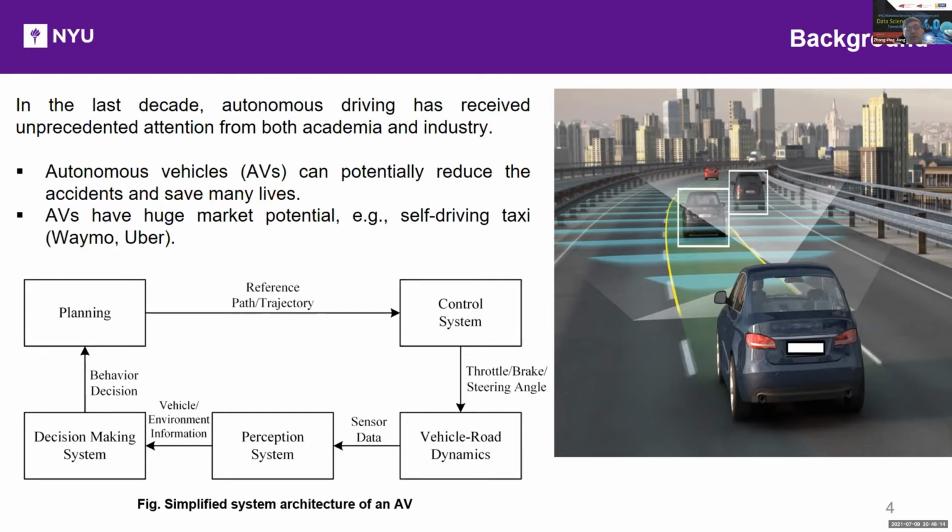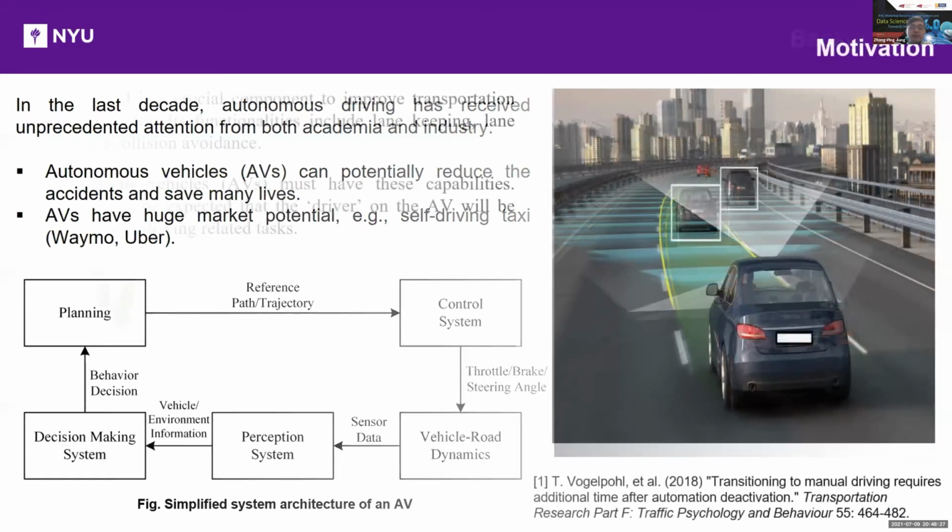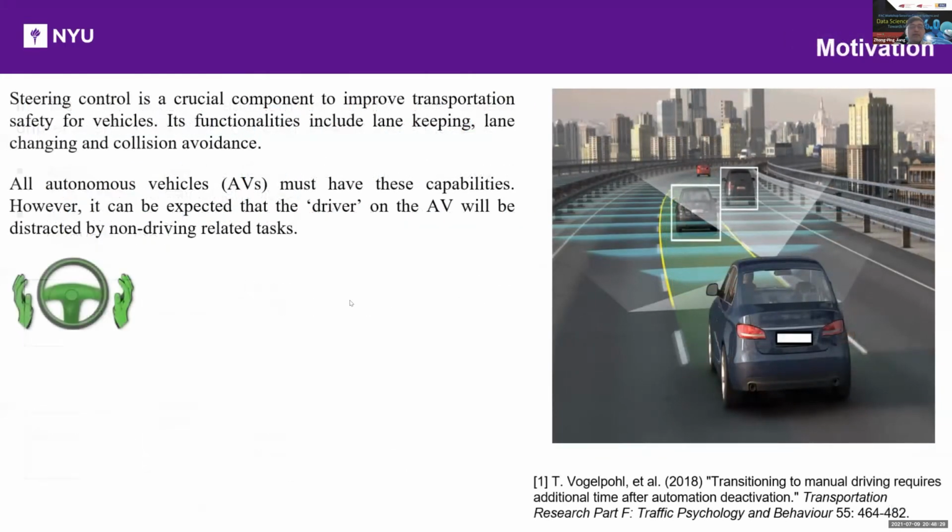From data, let's go to decision making: how to figure out the decisions for autonomous vehicles based on data. That's what I'm going to talk about today, for semi-autonomous vehicles. I mentioned that fully autonomous vehicles will be nice, but it's not going to happen suddenly overnight.